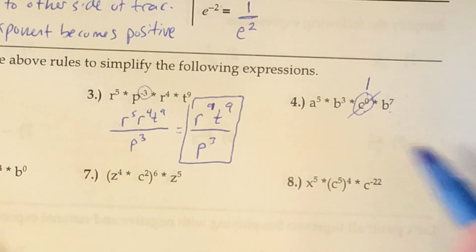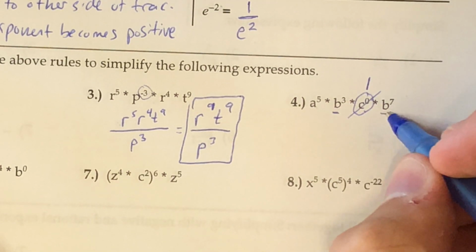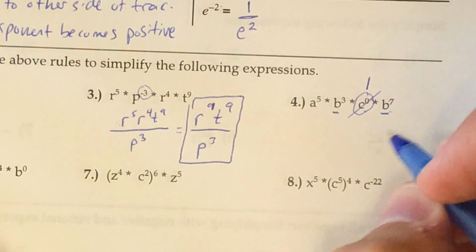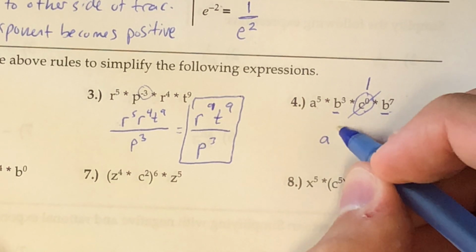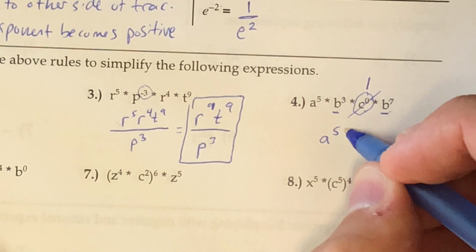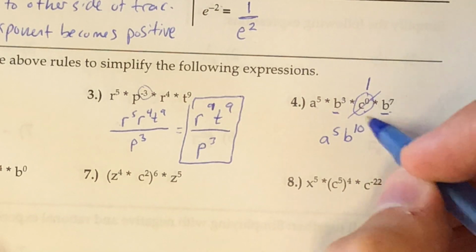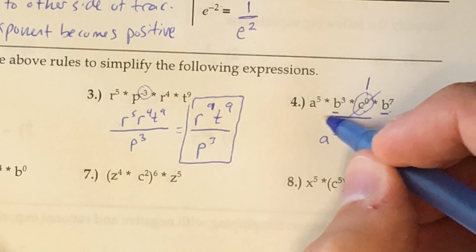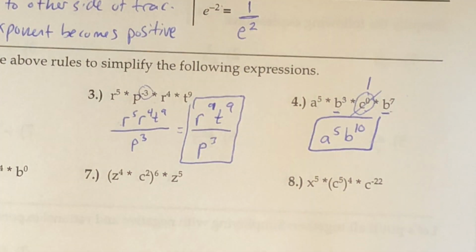Next we have b to the 3rd and b to the 7th being multiplied, so we add those exponents. So we've got 3 plus 7 is 10, so we have a to the 5th, b to the 10th, times 1. You just don't need to write a 1 because it's multiplied. And we're all set there.